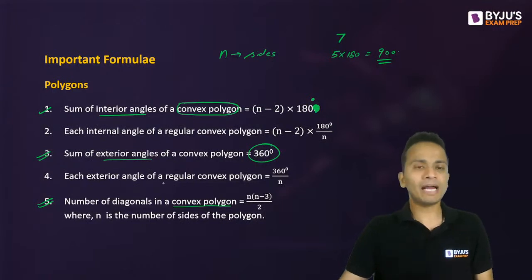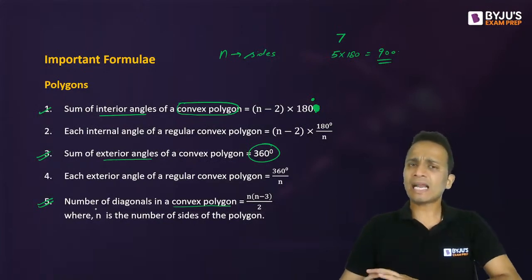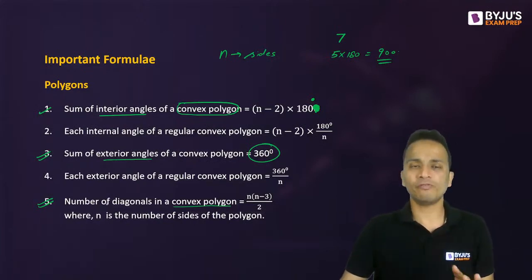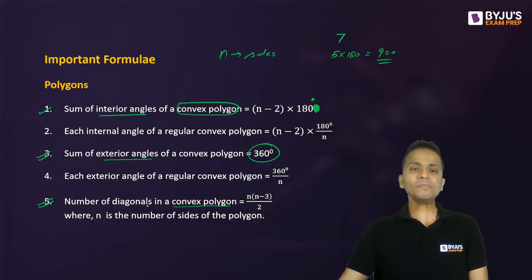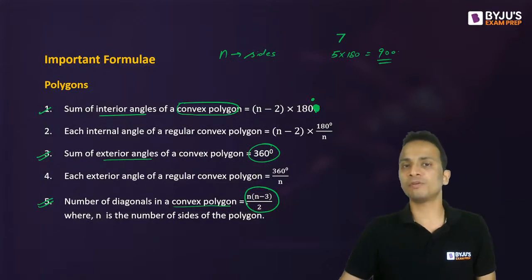Okay, so I'll come back to formula number 2 and formula number 4, but formula number 1, 3 and 5 are applicable for every convex polygon. The number of diagonals in any convex polygon is equal to n into n minus 3 divided by 2, where n is the number of sides of the polygon.